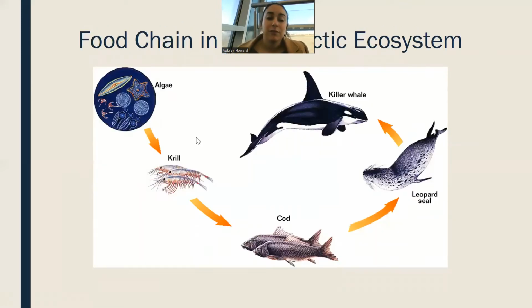Here's another visualization of a food chain in an aquatic ecosystem, showing your producers, your different algae or your phytoplankton, and then it continues on, transferring that energy from your algae to your krill, your cod, your leopard seal, and your killer whale. Again, energy showing direction with the arrows.